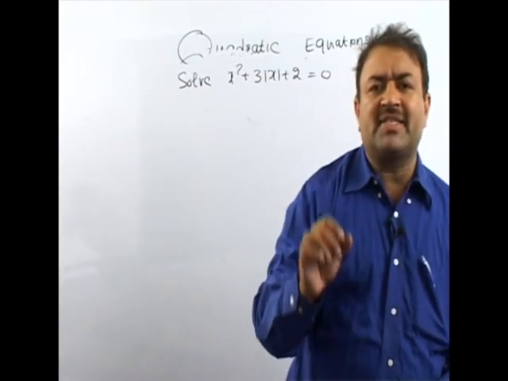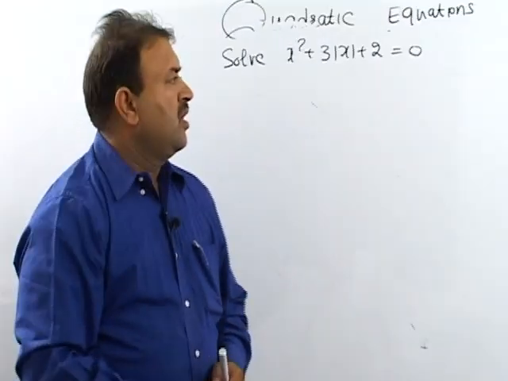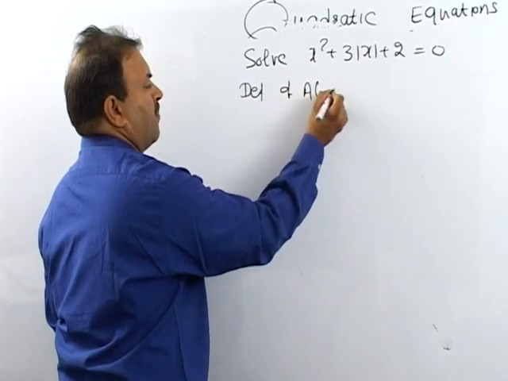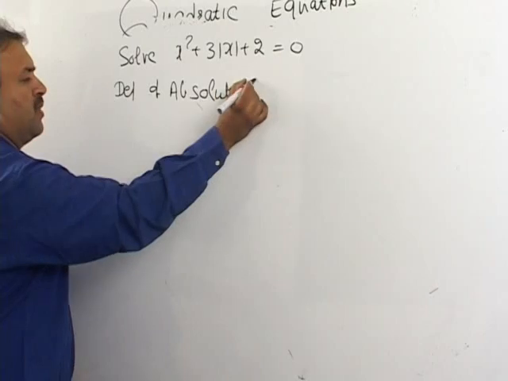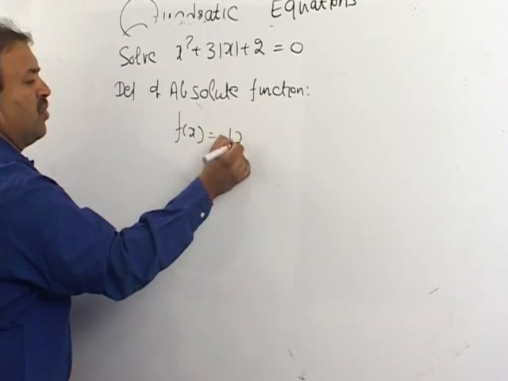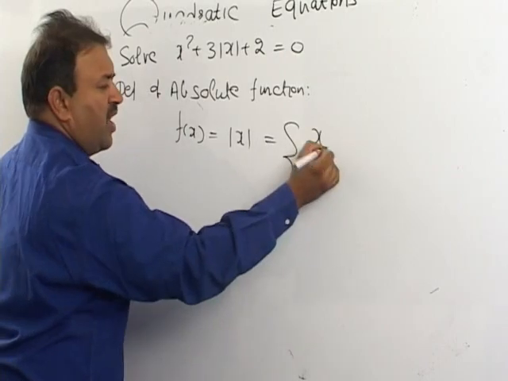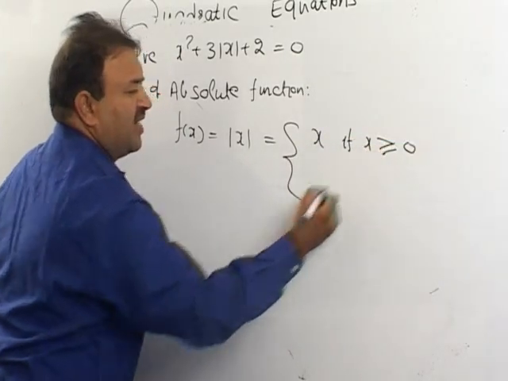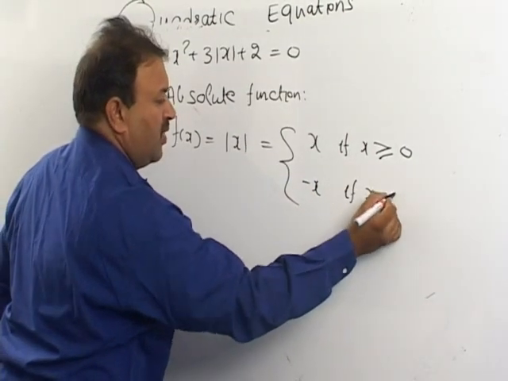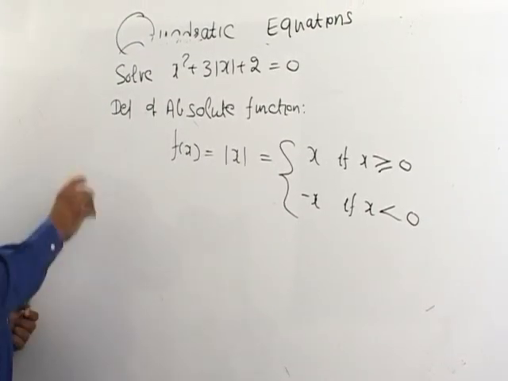Here modulus x is the absolute function. The definition of modulus x, the definition of absolute function: f(x) is equal to modulus x, which is equal to x if x is greater than or equal to 0, and minus x if x is less than 0. So here for solving this, we'll take up these two cases.